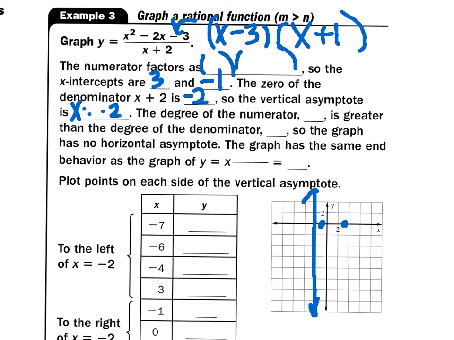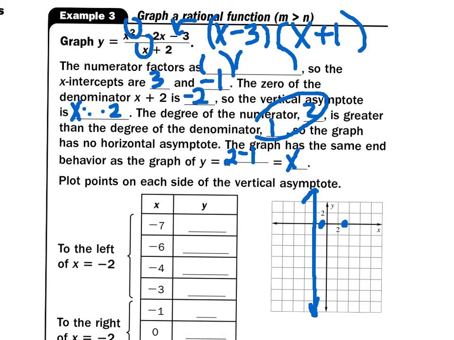The degree of the numerator is 2, which is greater than the degree of the denominator, which is 1. So the graph has no horizontal asymptote. The graph has the same end behavior as the graph x to the power of 2 minus 1. We're just going to subtract these 2 degrees here. 2 minus 1 is 1, so that's just x to the first.